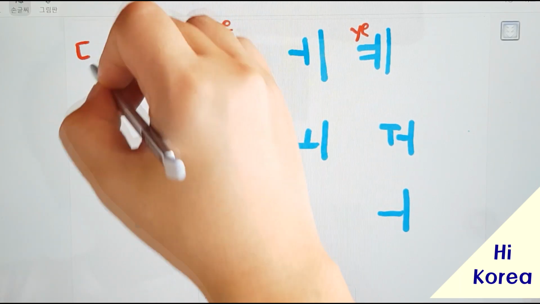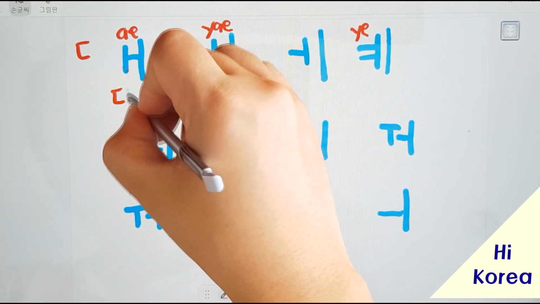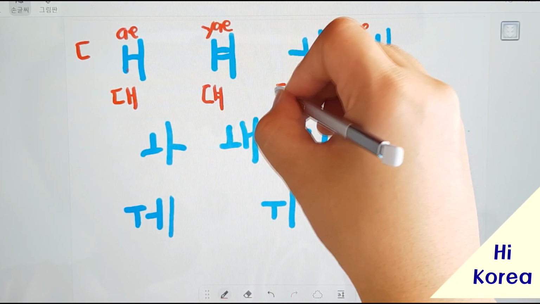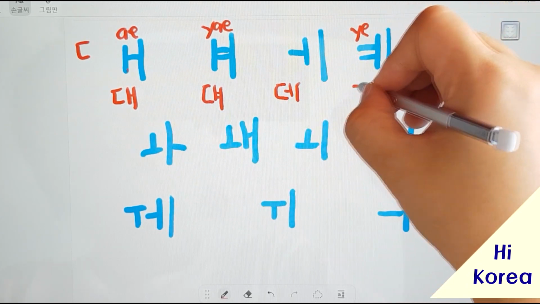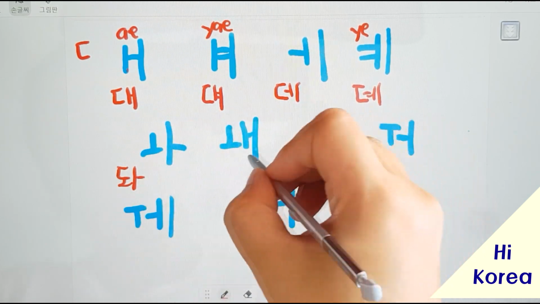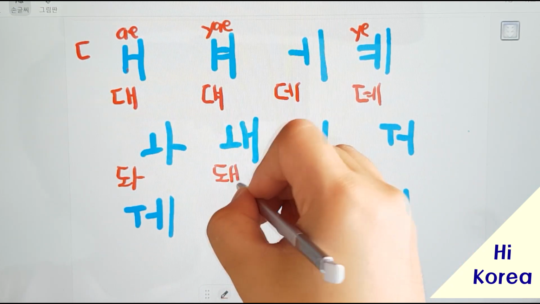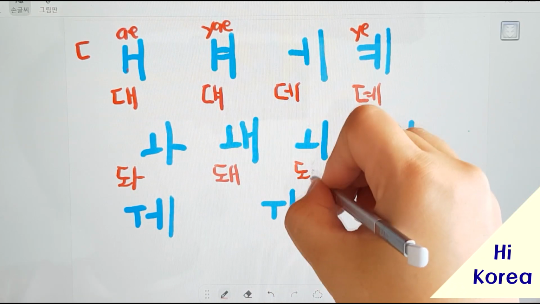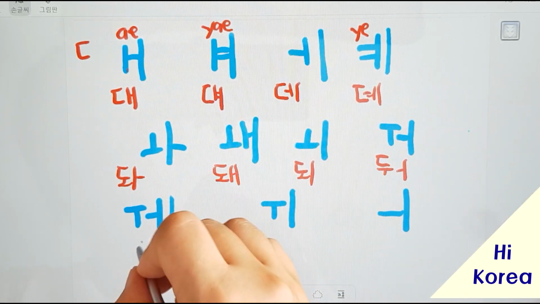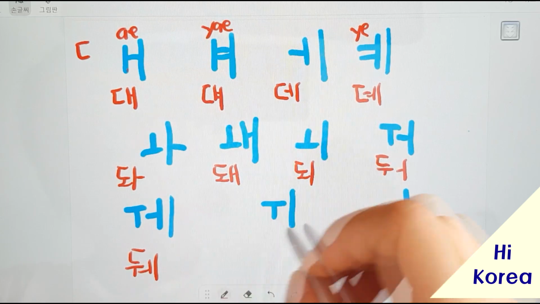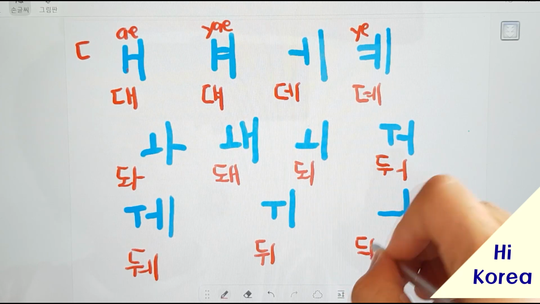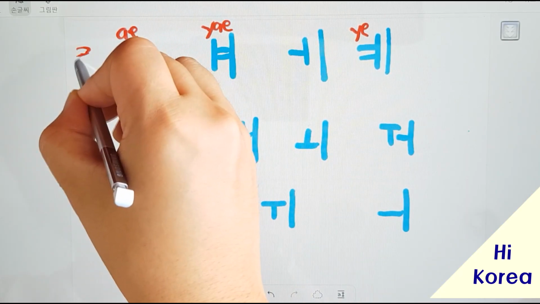Digeut: de, die, de, die, doit, due, duo, due, dui, dui.